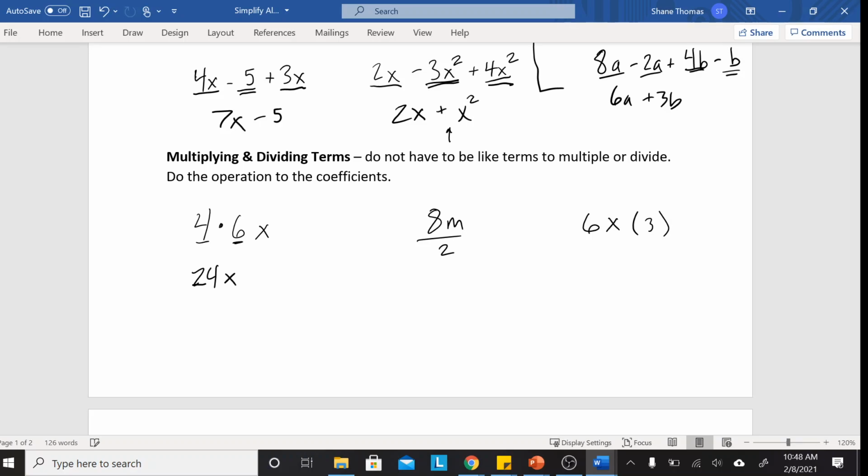Here's my coefficient. Second one, 8m over 2. All I want to do is just divide the numbers. 8 divided by 2 is going to be 4m. All right, last one. I got 6x times 3. You didn't get the answer one last time. What's 6x times 3 going to be?